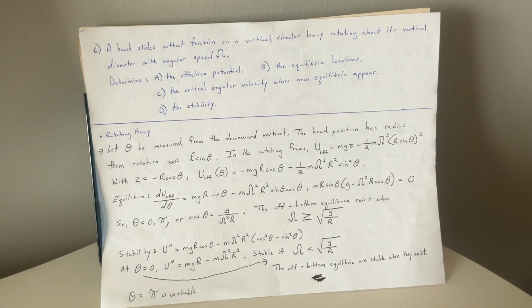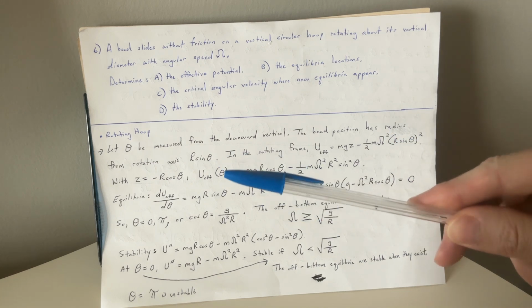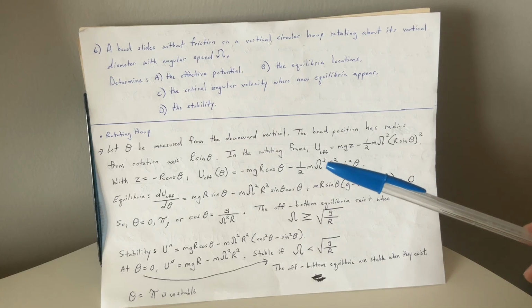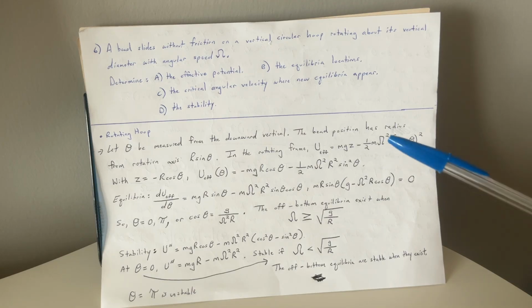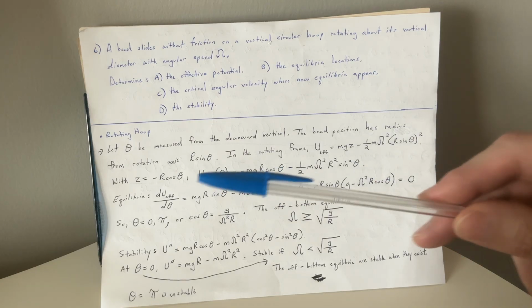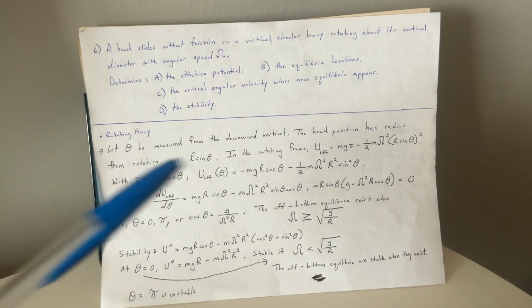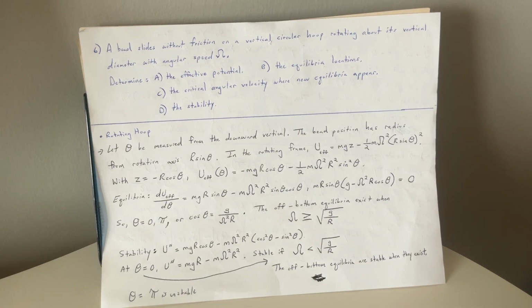So we're going to let theta be measured from the downward vertical. The bead position has radius from the rotation axis r sine theta. In the rotating frame, U sub eff equals mg z minus 1/2 m capital omega squared times the quantity r sine theta squared. And this is with z equal to negative r cosine theta, and U sub eff of theta equals negative mg r cosine theta minus 1/2 m omega squared r squared sine squared theta.